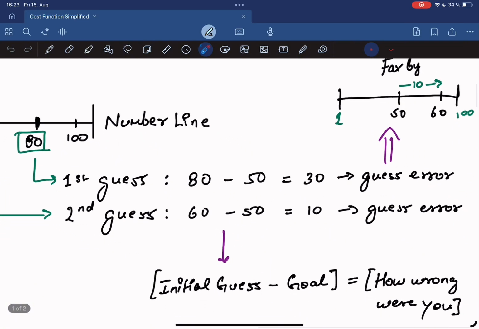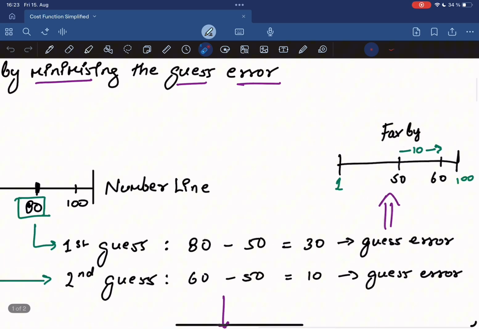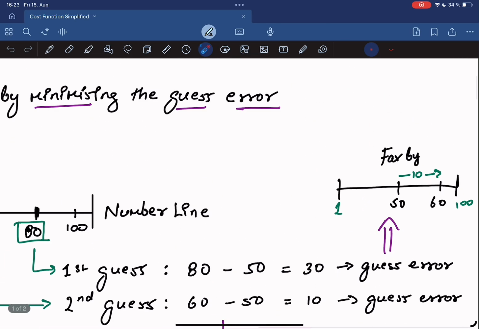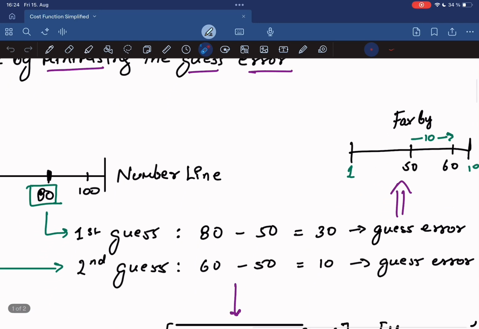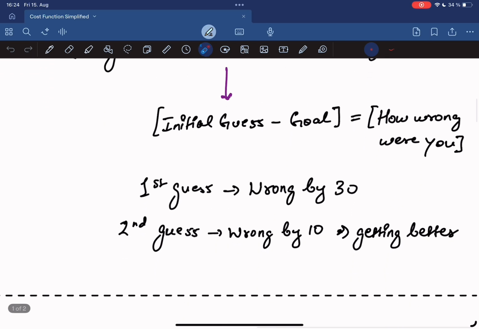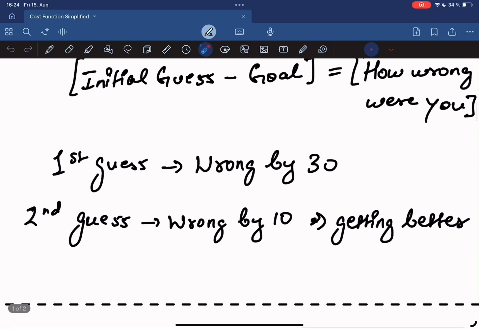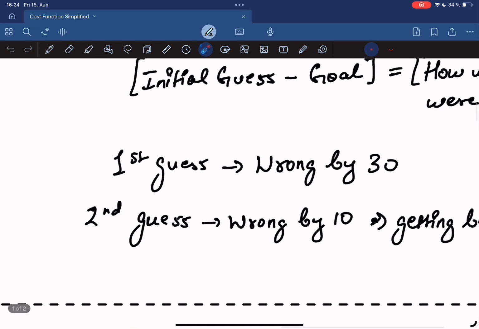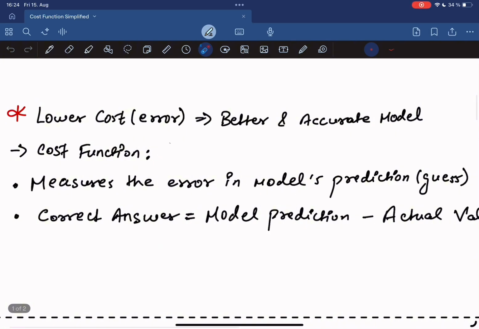Now you must be wondering, what is guess error? Think of guess error as how far or how wrong you were from your goal, which in this case was 50. So let's come back to our first guess. We were wrong by 30, and in our second guess we were wrong by 10. So the smaller the number, the better you are getting, and you can say the lower the cost, which is error, the better and more accurate your model will be.